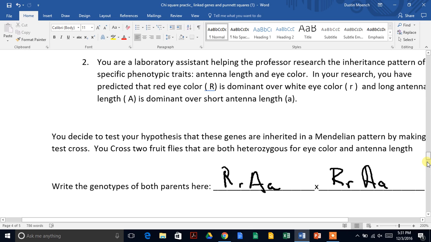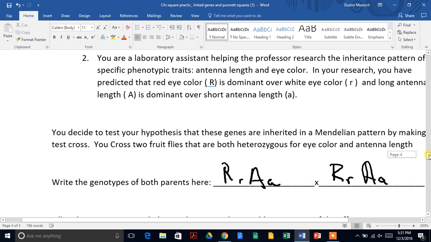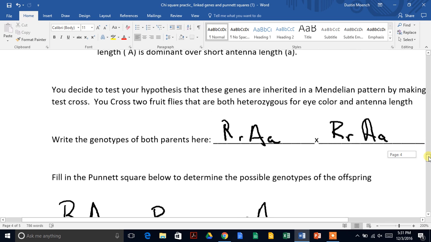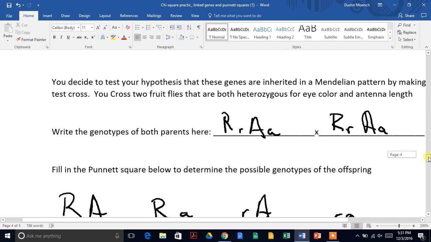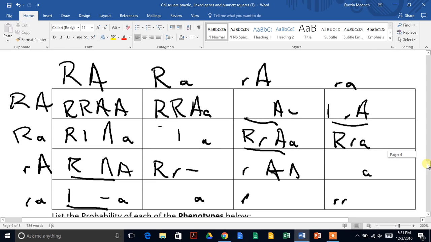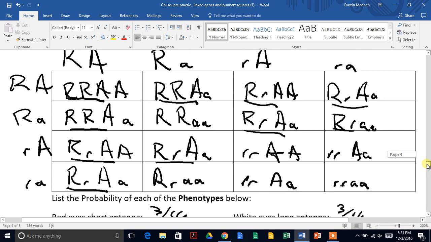We are testing our hypothesis that the genes are inherited in a Mendelian pattern. We're making our test cross with two fruit flies that are both heterozygous for both traits. So those would be their genotypes, and when we cross them, we get this Punnett square.